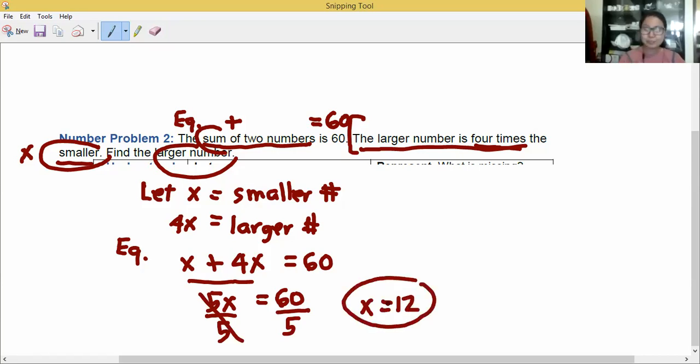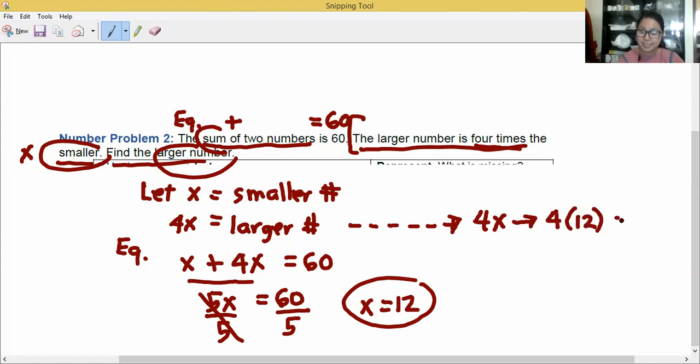Now, we are not yet done. What's the question again? We need to find the larger number. You look at here. Here's the larger number. How is it represented? 4x. So we need to write it as 4 times 12. The larger number is 48. And if I ask you, what's the smaller number? The smaller number is x. Therefore, the smaller number is 12.